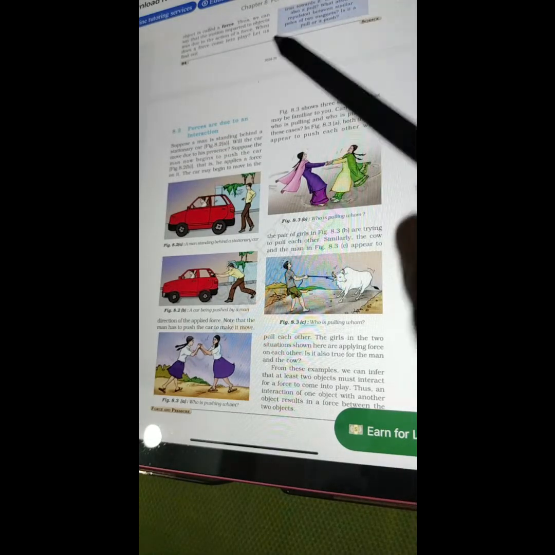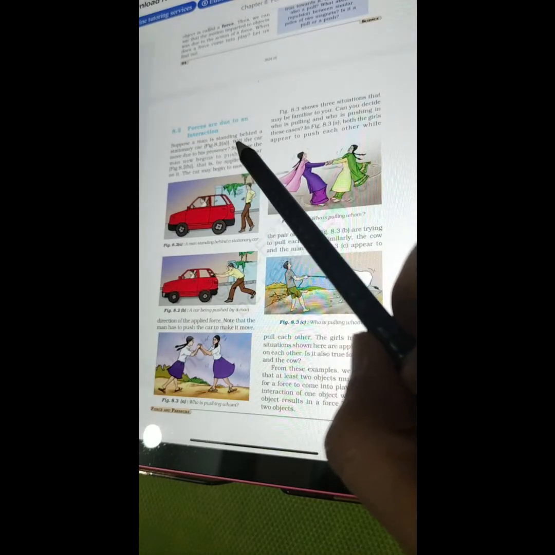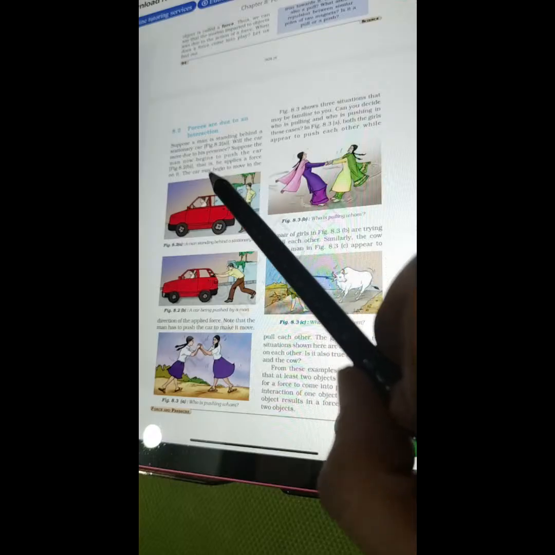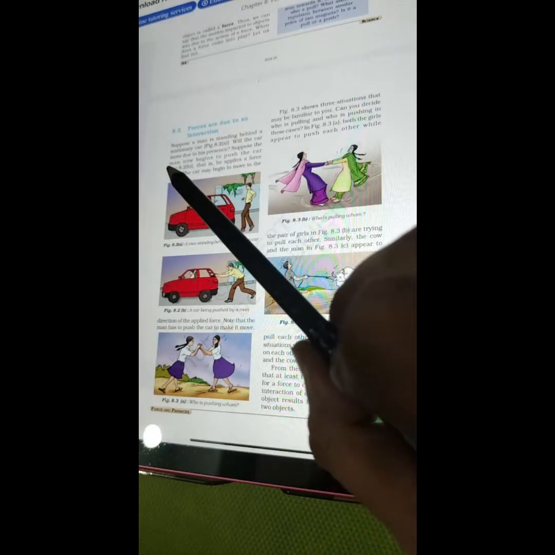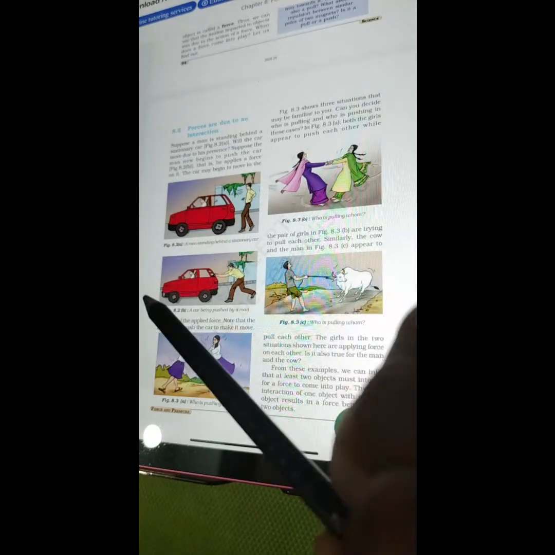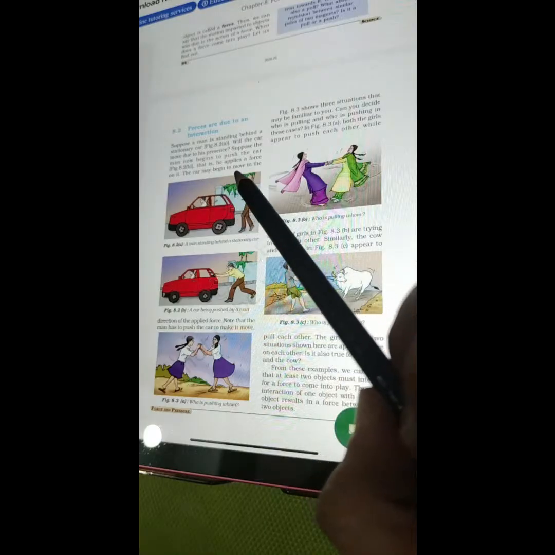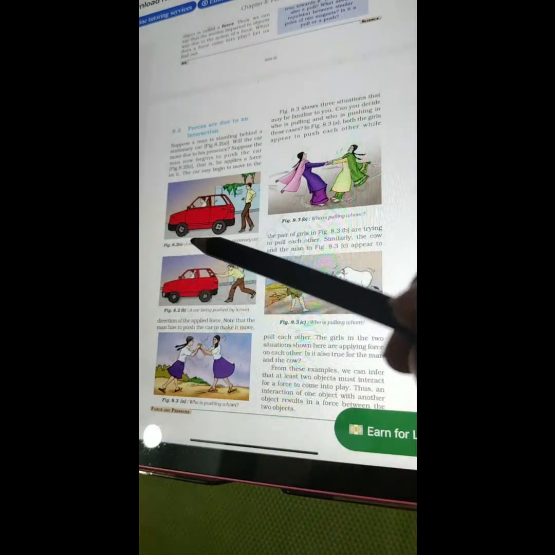Let's move ahead. 8.2 Forces are due to an interaction. Suppose a man is standing behind a stationary car as shown in A. Will the car move due to his presence? Suppose the man now begins to push the car as here. That is, he applies a force on it. The car may begin to move in the direction of the applied force.